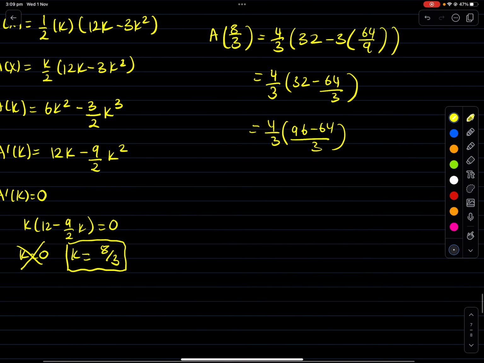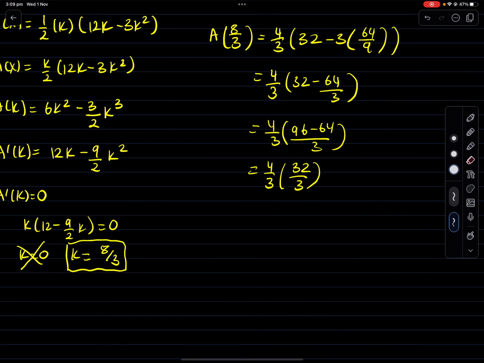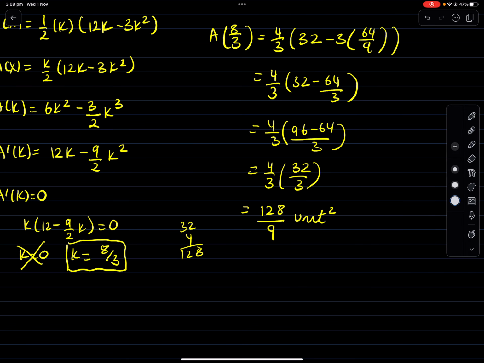Okay, wow. Okay, so that'll be 4 on 3 times 32 on 3. So 32 on 3. So 4 times 32 is 128. So it'll be 128 over 9 units squared. That's your area. Hope that's right, the algebra.